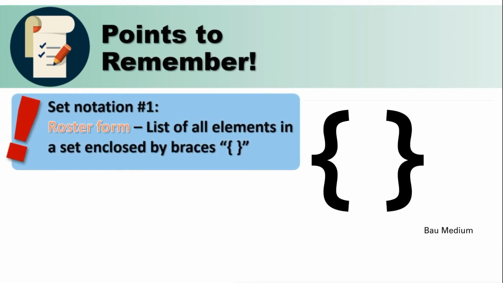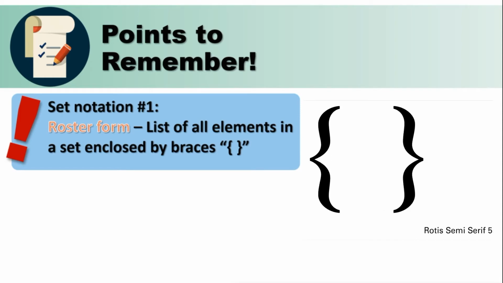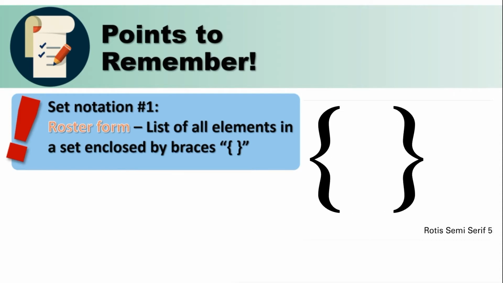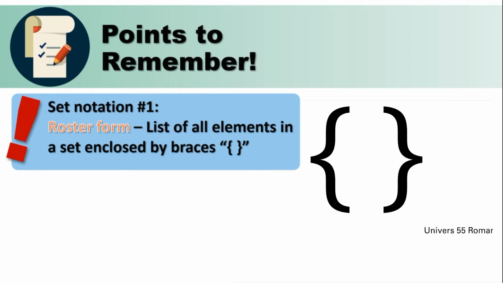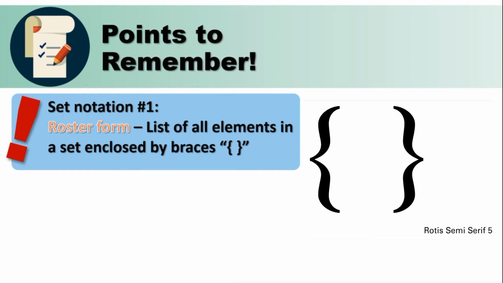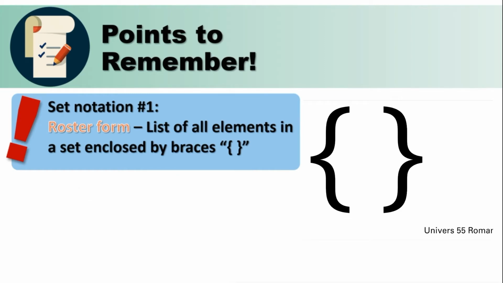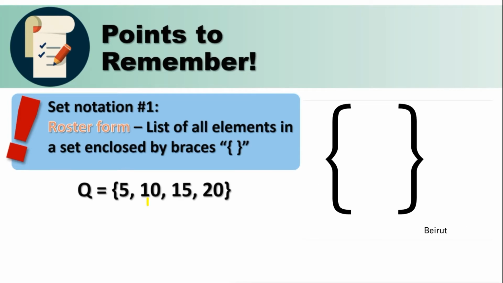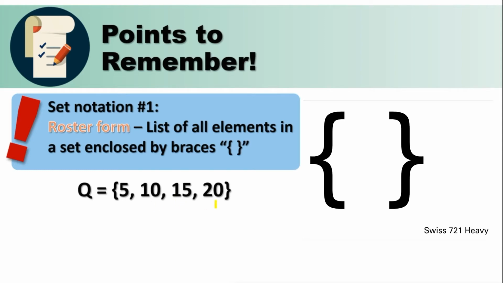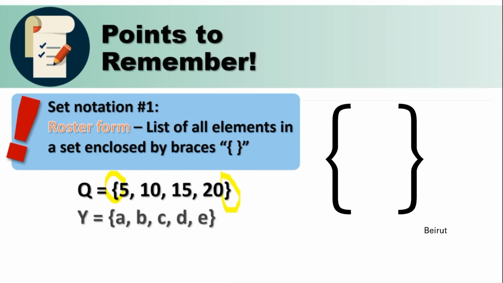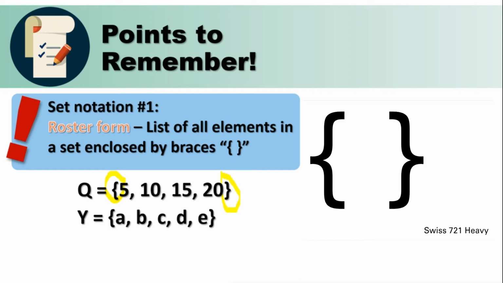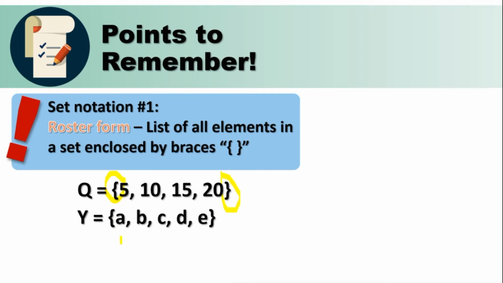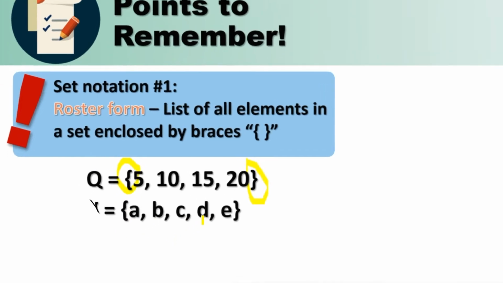Number 3, set notation. There are two set notations. Set notation number 1 is called roster form. Roster form is a list of elements separated by comma and enclosed by braces. For example, set Q that contains 5, 10, 15, and 20, and set Y that contains a, b, c, d, and e. Take note, all elements are separated by comma and the list is enclosed by braces.